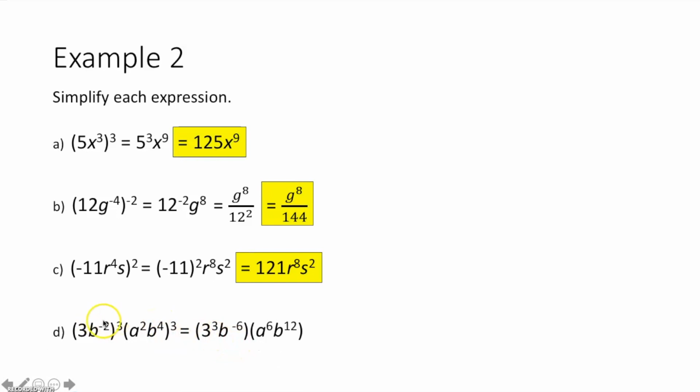Now that we've distributed each of those exponents, we've done power to a power, now we can multiply like bases. So do we have any like bases? Yeah, just the b's, right? So b to the negative 6 times b to the 12th, when you multiply like bases, you just add the exponents together. What's negative 6 plus 12? That's going to be positive 6. So we end up getting 3 cubed, which is 3 times 3 times 3, that's 27, times a to the 6th, times b to the 6th as well. And you're done.